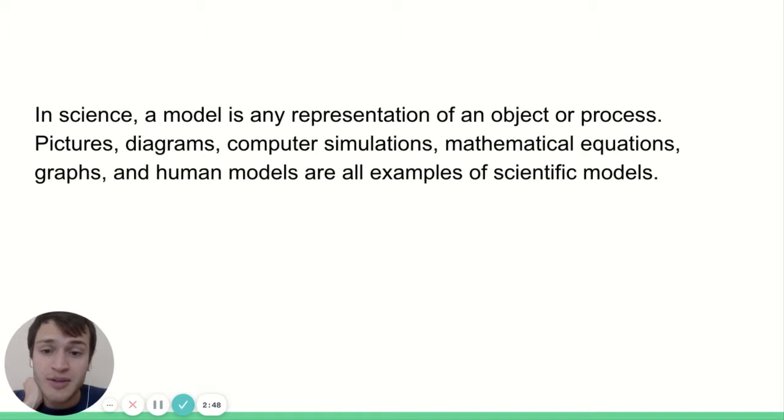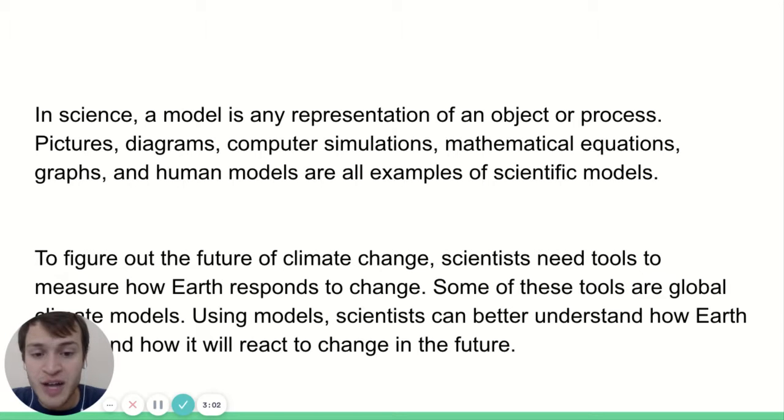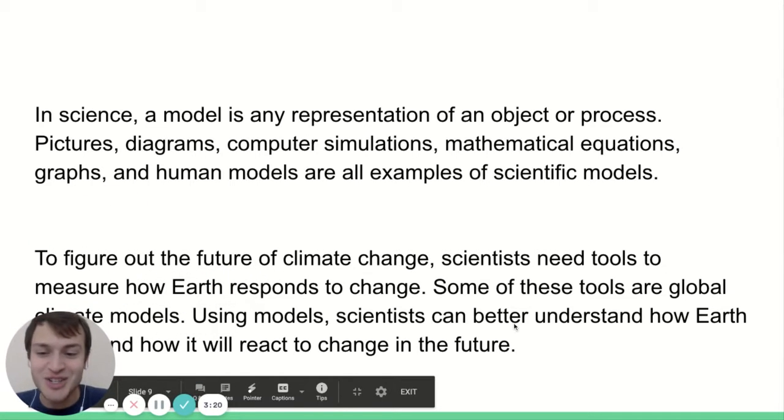In science, a model is any representation of an object or process. Pictures, diagrams, computer simulations, mathematical equations, graphs, and human models are all examples of scientific models. To figure out the future of climate change, scientists need tools to measure how Earth responds to change. Some of these tools are global climate models. Using models, scientists can better understand how Earth works and how it will react to change in the future.